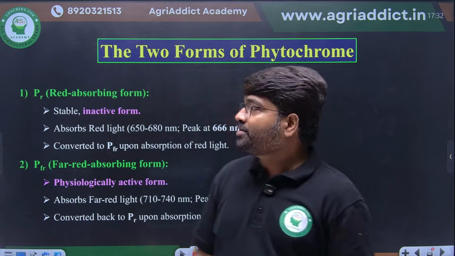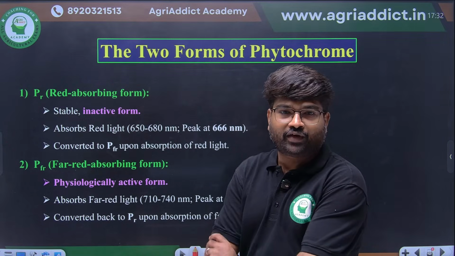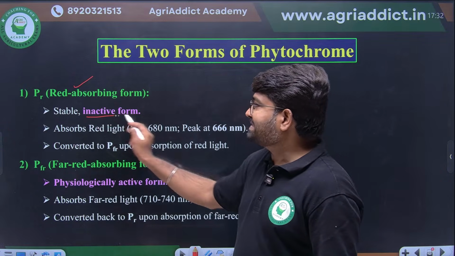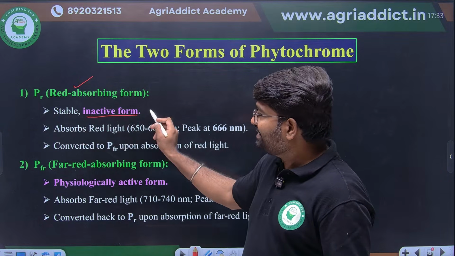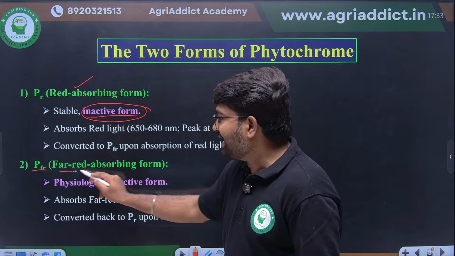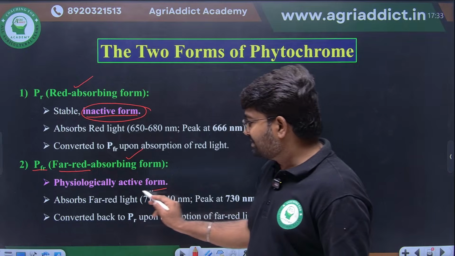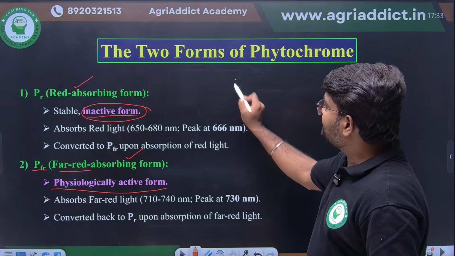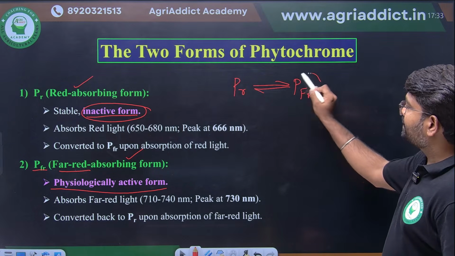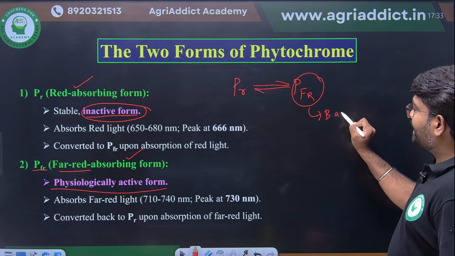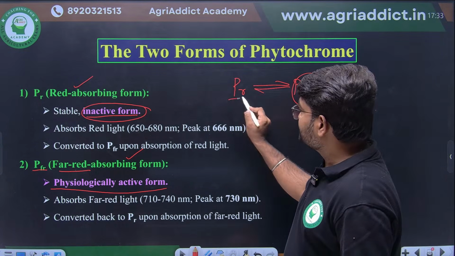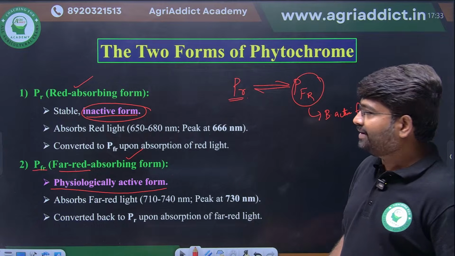I already told there are two different forms of phytochrome. The PR form, the red absorbing form, is stable but an inactive form. Then PFR is the far red light absorbing form, which is the physiologically active form. Just remember PR and PFR are both interconvertible. This PFR is the biologically active form. Another most important thing you have to remember is the range at which they absorb the light.